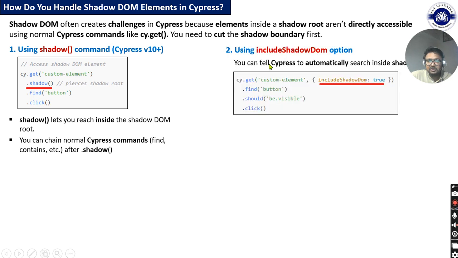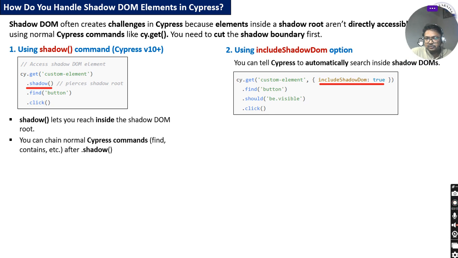Then, using the include shadow DOM option. This is again one of the options: when you use cy.get on the element you want to get, you can provide this argument as true, includeShadowDom equal to true. That means it will again allow you to go inside and break the boundary. These are the different ways of breaking the shadow boundary to get to the element and perform the action.